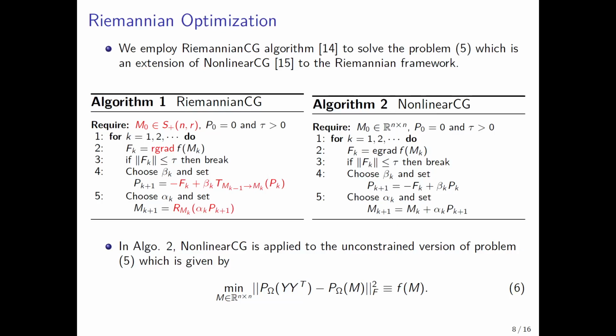To solve problem 5, we employ Riemannian conjugate gradient algorithm. It is an extension of the nonlinear conjugate gradient algorithm to the Riemannian setup.